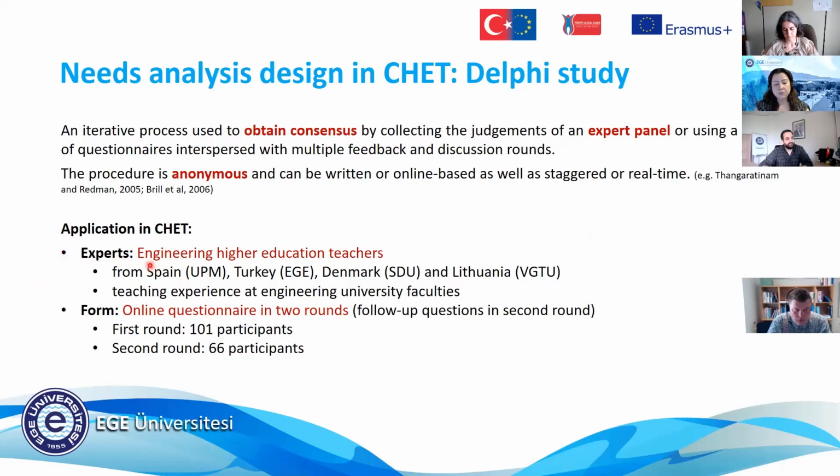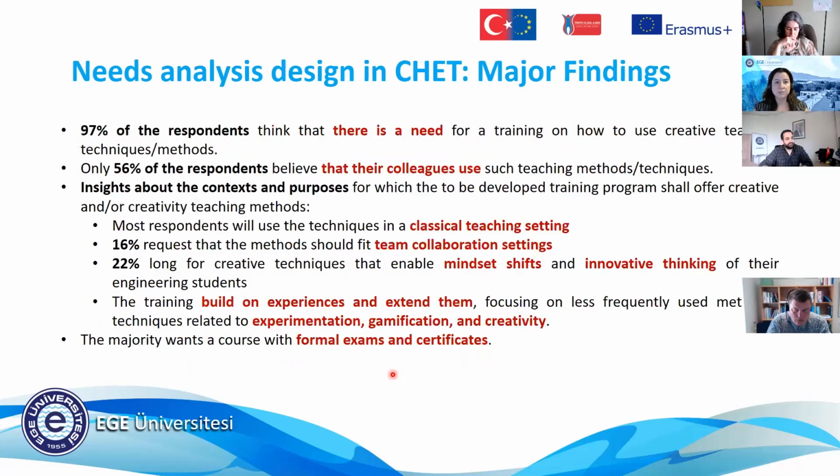So the target groups were engineering higher education teachers from Spain, Turkey, Denmark, and Lithuania. And they had teaching experience at engineering university faculties. So we did 2 rounds of online questionnaires. Each question followed up in the second round. In the first round, we had 101 participants, and in the second round, we had 66 participants. And after this deep analysis, we found these major findings at the end of the first IO.